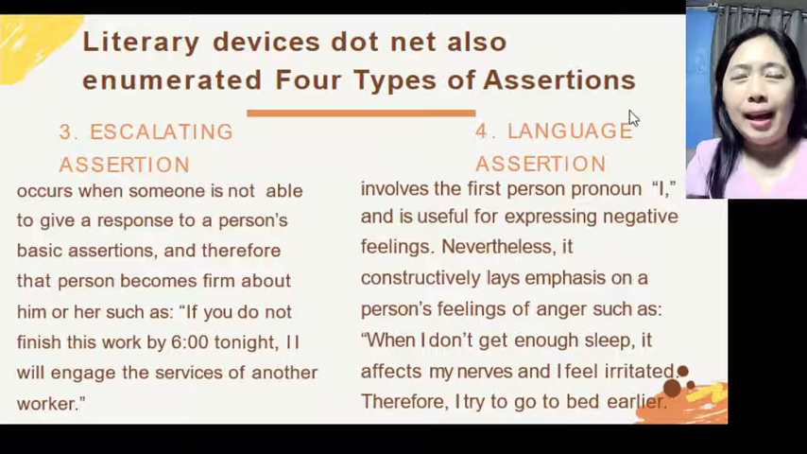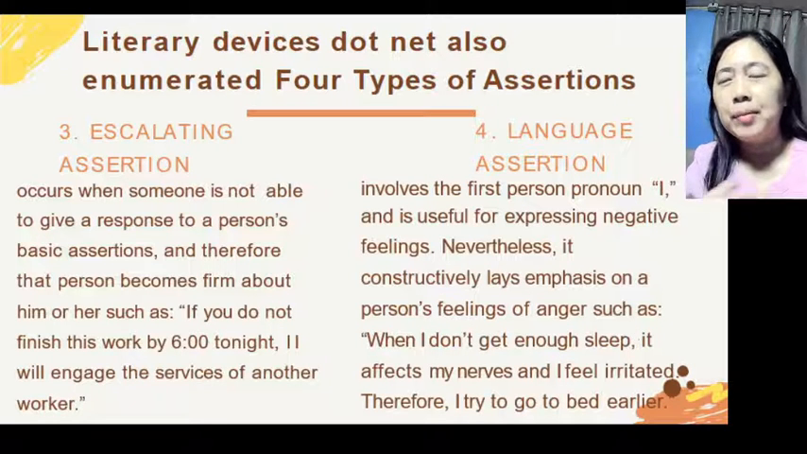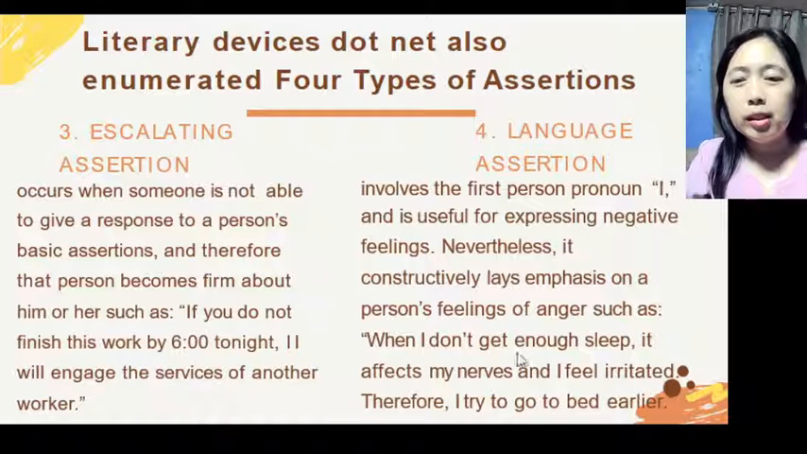literarydevices.net: language assertion. Okay, it involves the first person pronoun I. Self-centered, imuhang galingon, it is very useful for expressing negative feelings. Nevertheless, it constructively lays emphasis on the person's feelings of anger. So most likely kani siyang language assertion kay ang bati nga mo na feel. Example: when I don't get enough sleep, it affects my nerves and I feel irritated. Therefore, I try to go to bed earlier.